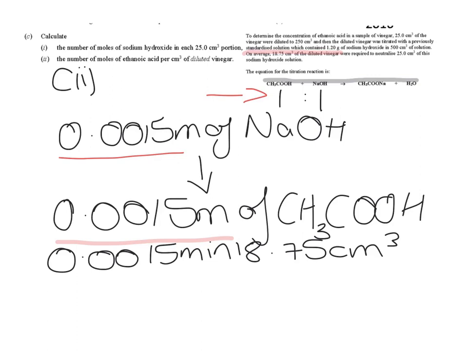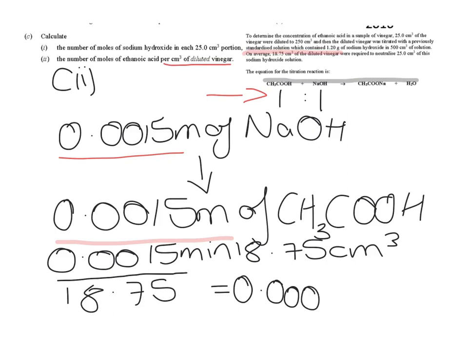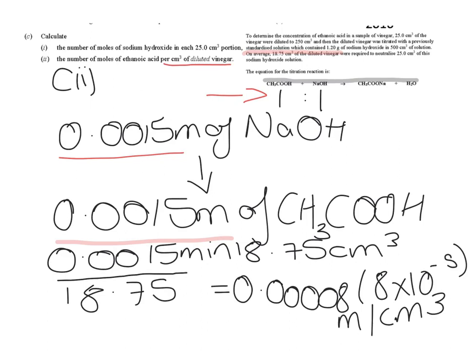That's something we have to be very careful about in this question. I don't want it per litre, I want it for 1 centimetres cubed. So in order to calculate that, I need to divide my 0.0015 by 18.75, and when I do that, I get 0.00008 or 8 by 10 to the minus 5 moles per centimetre cubed.